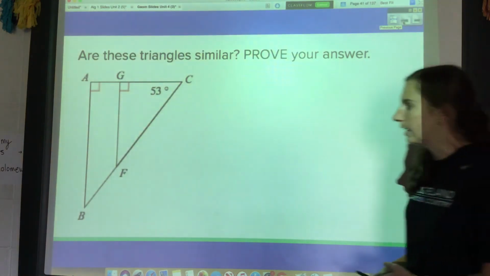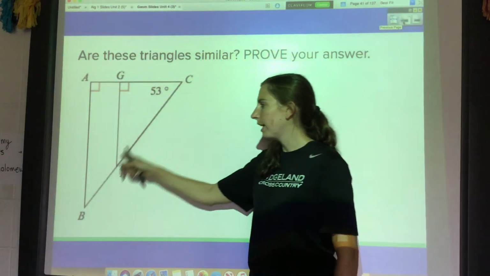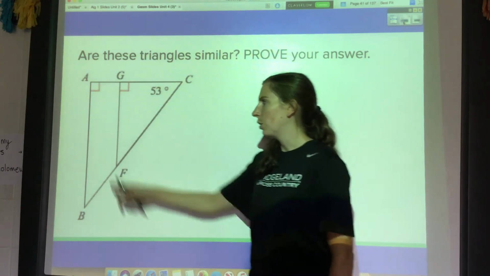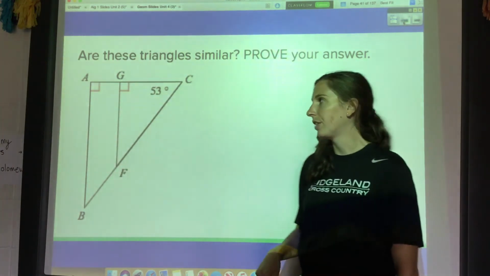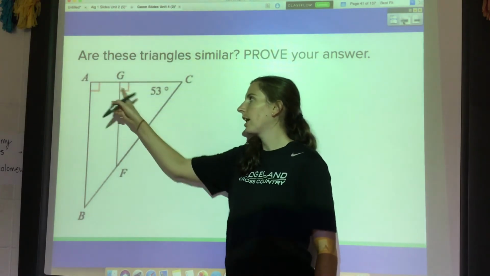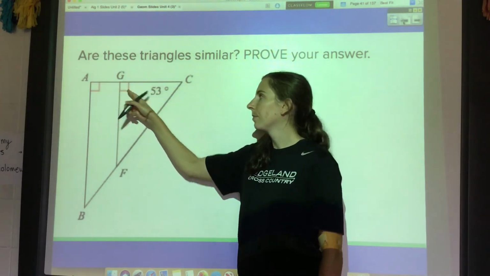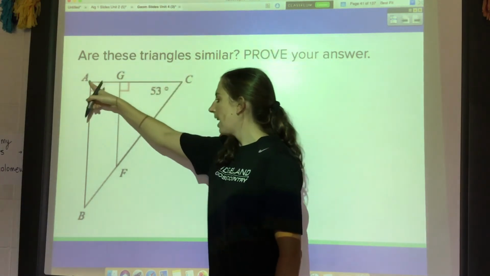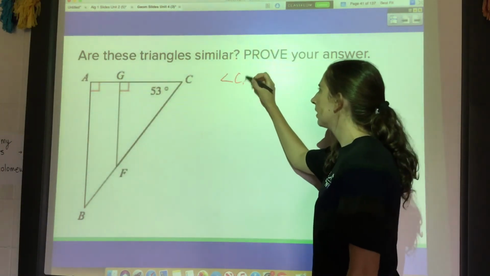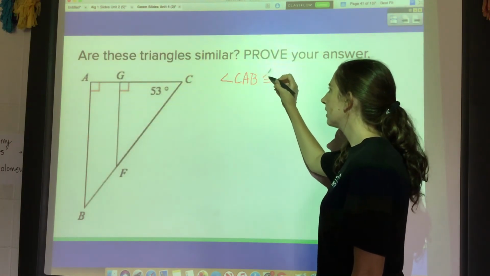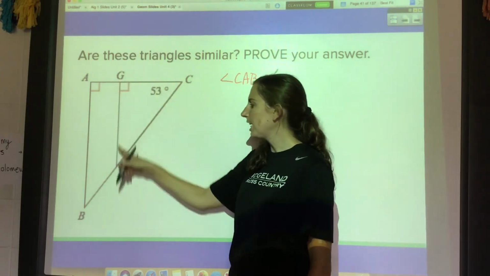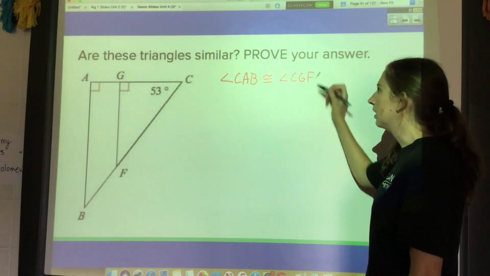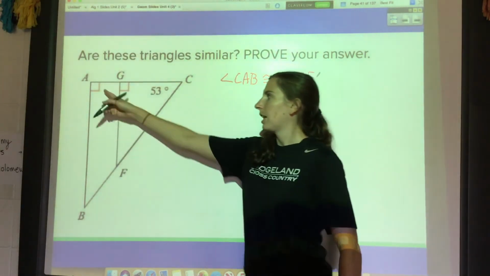what I'm going to do is, first of all, I don't know anything about the lengths of the sides of this triangle. I don't know what these lengths are. I'm not going to be able to find them. But I do know that these two angles are the same. They're both 90. So I know that angle CAB is congruent to angle CGF, because they're both 90 degrees.